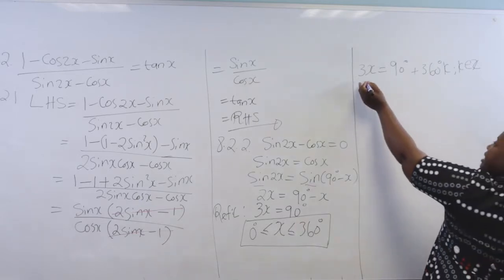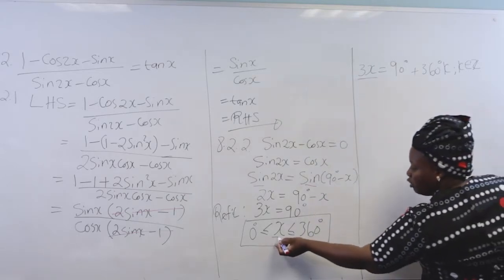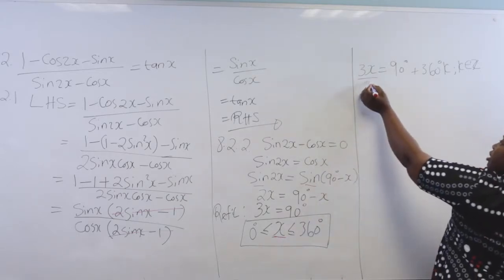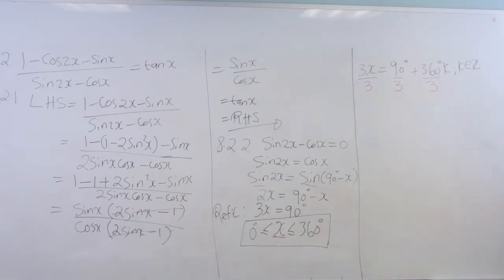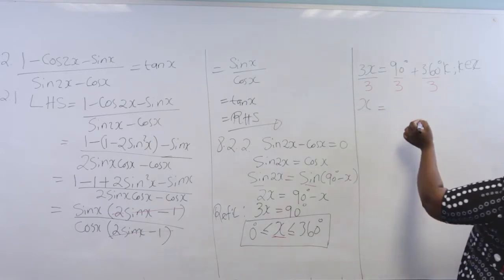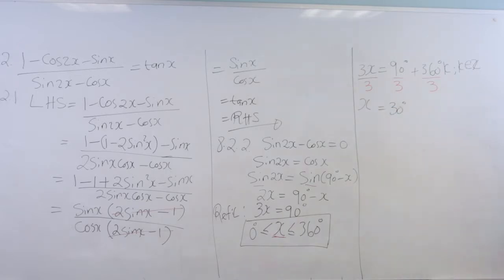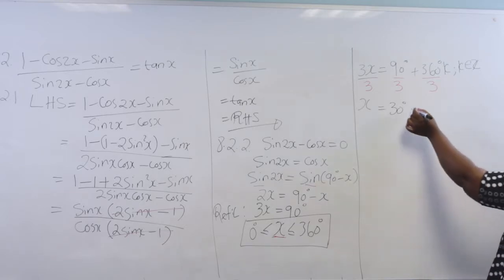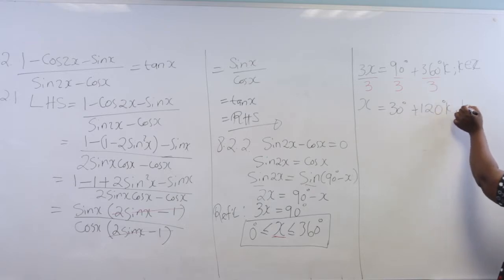So first of all, let's divide everything by 3 to get x, because remember, we are solving for x. So we have to have it as x. So divide by 3, and divide that by 3, meaning the period has changed. So if we say 3x divided by 3, we remain with x, and 90 divided by 3 is going to give us 30, and 360 divided by 3 is going to give us 120. So that is our new period, where k is an element of integers.